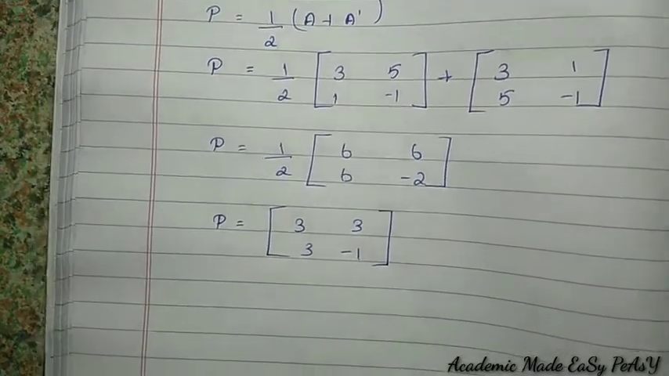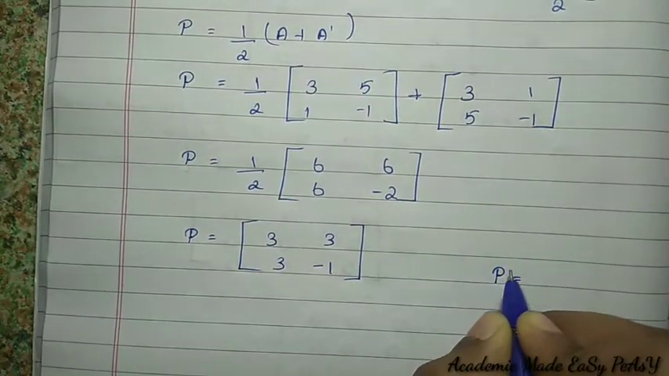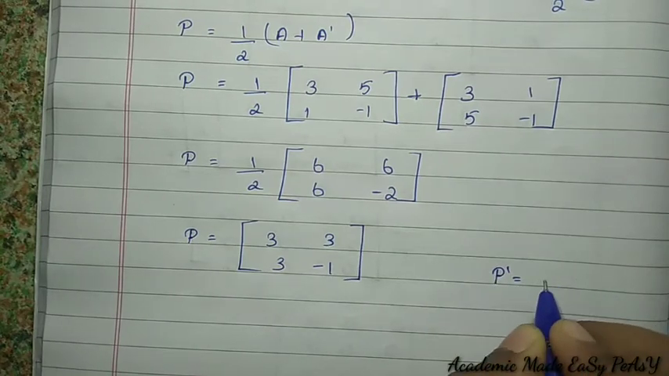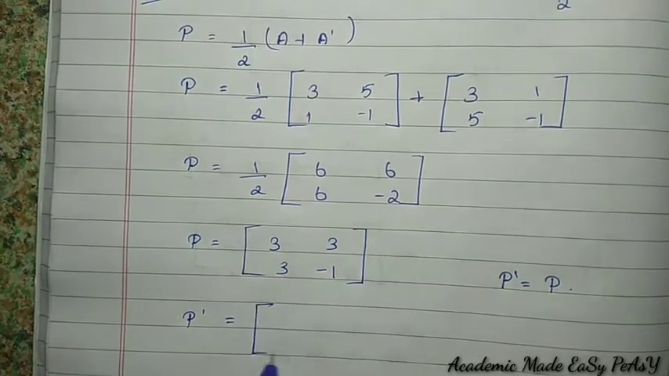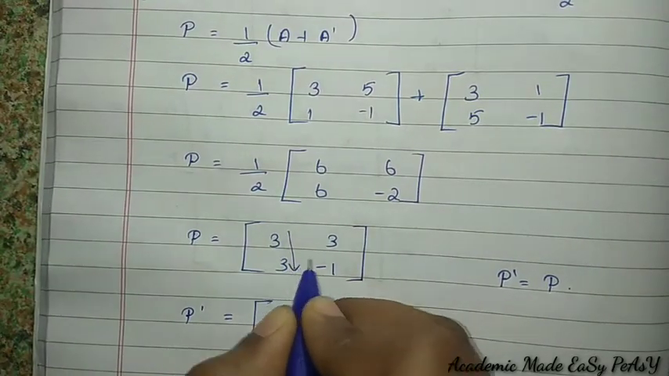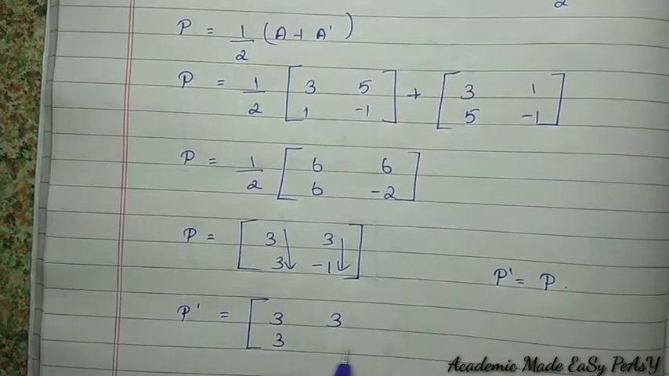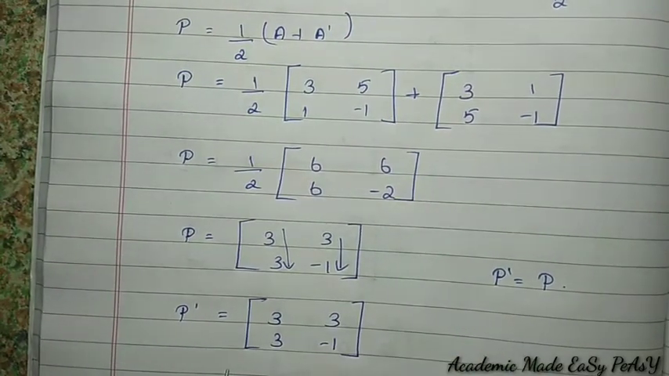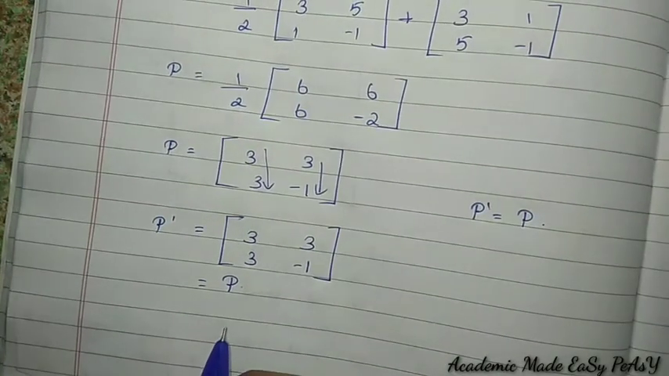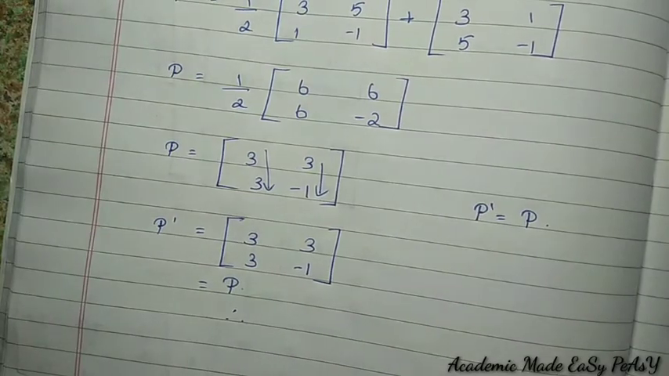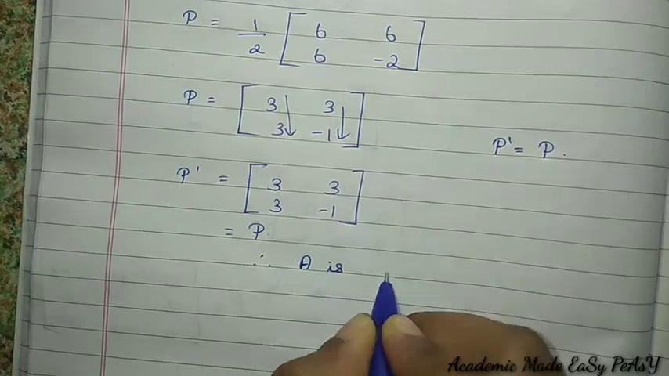So now, what is the condition for symmetric? P dash, that is P transpose, is equal to P, isn't it? So now I'm going to take the transpose of P. If I take the transpose, this one will become my row: 3, 3, and next this one will become my row. So which is equal to P, no? So therefore I will say that A is symmetric.